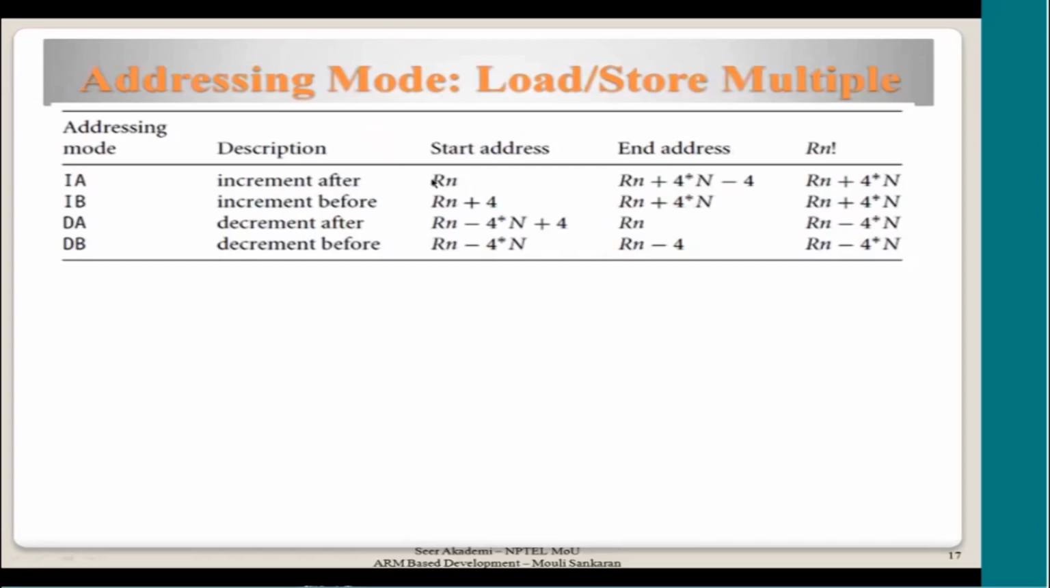So it accesses that location first, the start address wherever R0 is pointing at, and then it increments the value to access the next element if it is there in the register list. That is why you see the start address is R0 here. Whereas if you say increment before, whatever the base address is, please increment it first and then access the memory. That's why the start address will be +4 in case increment before was given along with the instruction. Similarly, decrement after.